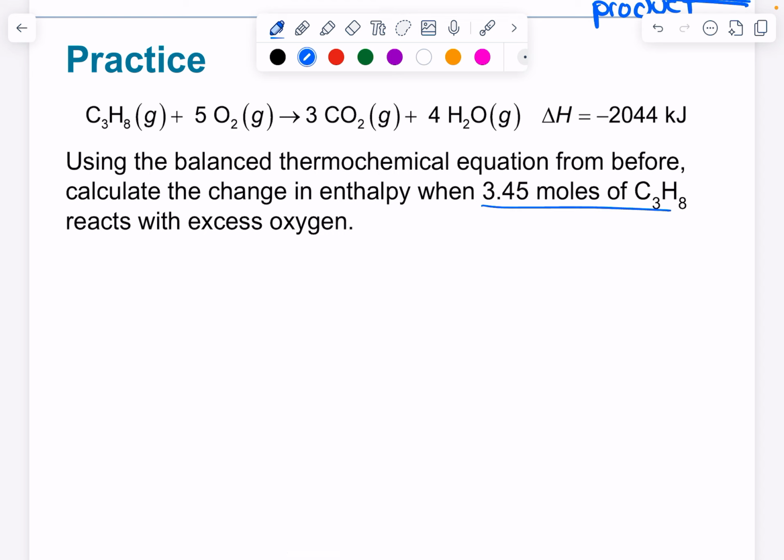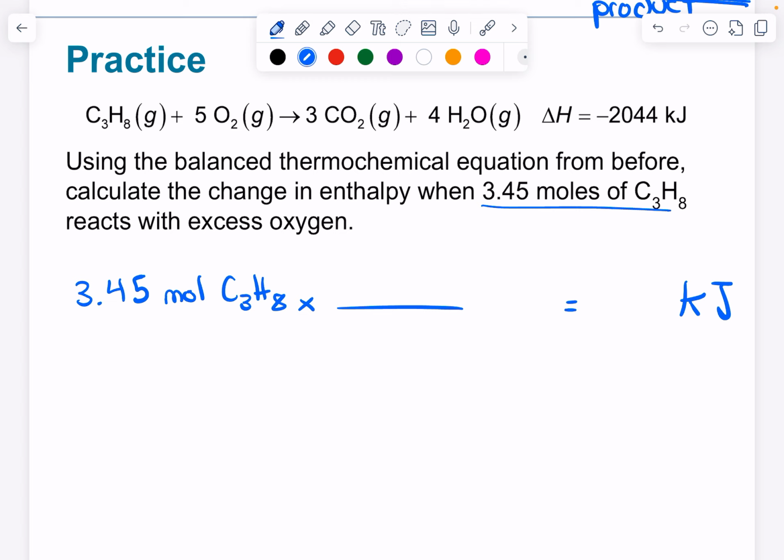So pause the video, and I want you to see if you can figure out how much heat is produced if it was not 1 mole, but it's 3.45 moles. So you're supposed to be pausing the video now if you haven't. Now, technically, you could probably pretty quickly understand that since there's 1 mole of propane in the balanced equation, you just need to multiply negative 2,044 by 3.45.